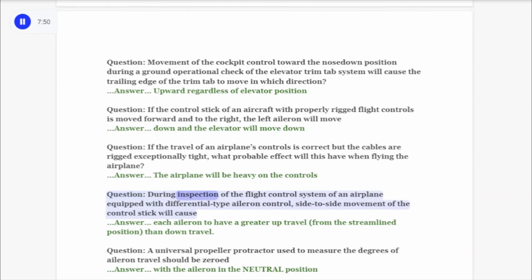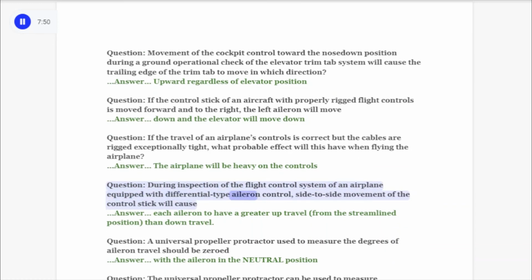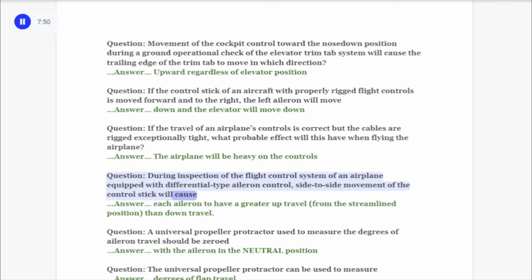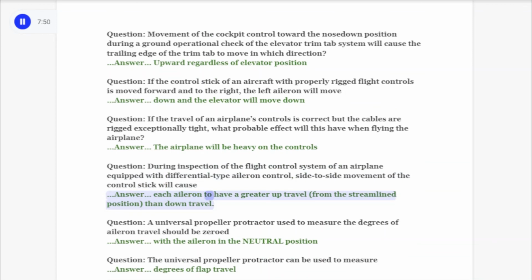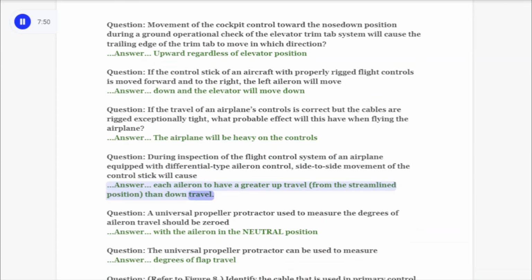Question: during inspection of the flight control system of an airplane equipped with differential type aileron control, side-to-side movement of the control stick will cause. Answer: each aileron to have a greater up travel from the streamlined position than down travel.